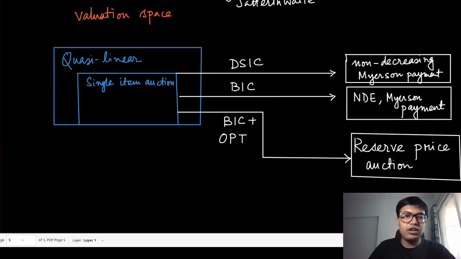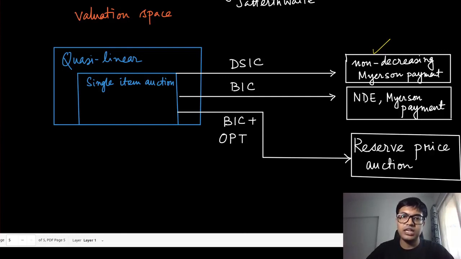And for the single object allocation, which is a very special case of the quasi-linear domain, if we want to satisfy DSIC, we have seen the result due to Myerson. All these results are essentially due to Myerson. The DSIC characterization says that the allocation rule should be non-decreasing and the payment should be given by Myerson's payment formula. Similarly, for BIC mechanisms, a very similar thing works. The allocation rule has to be non-decreasing in expectation now, and an equivalent Myerson payment rule can be designed.